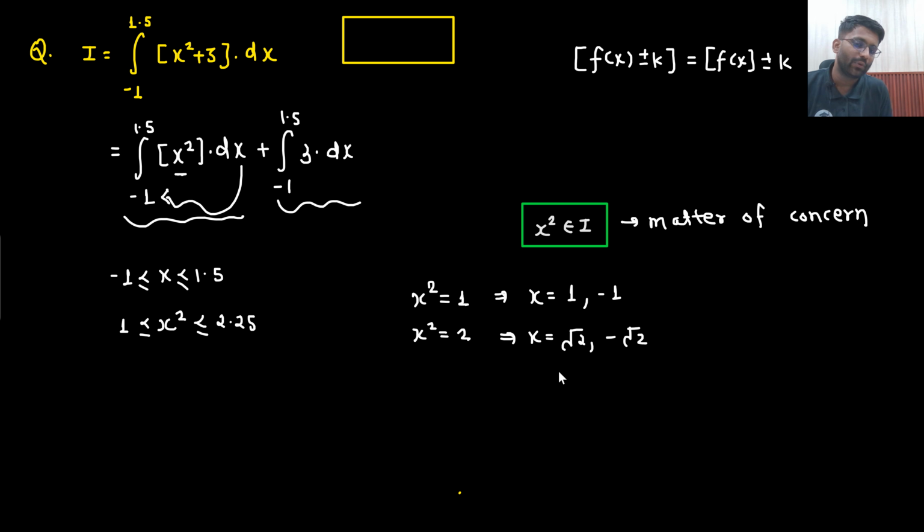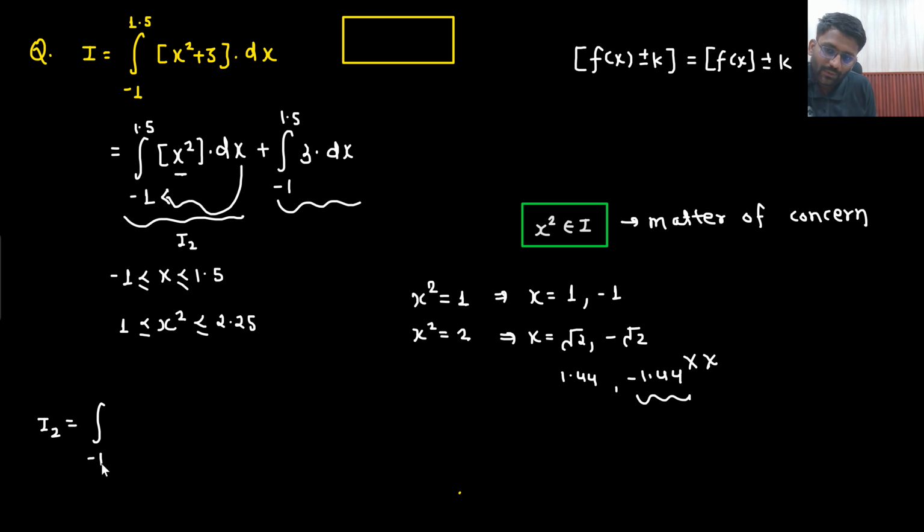What is √2? √2 is somewhat around 1.44. And -√2 is somewhat around -1.44. So from -1 to +1.5, this -1.44 will not even come, no? So this is not a matter of concern for me. So how will I break down this limit? I will call this I2. I am solving I2 now.